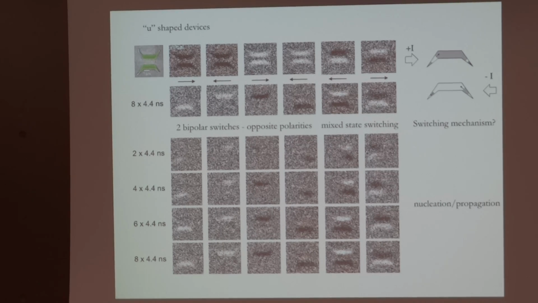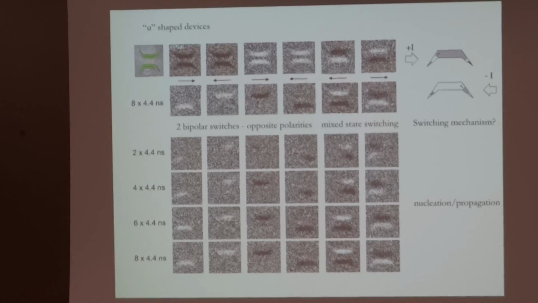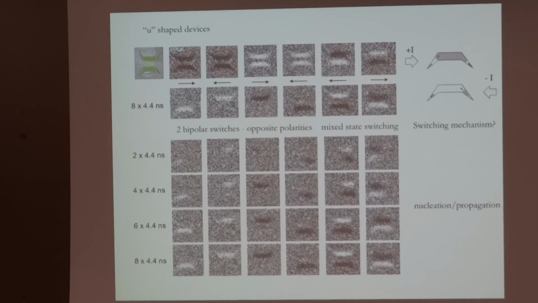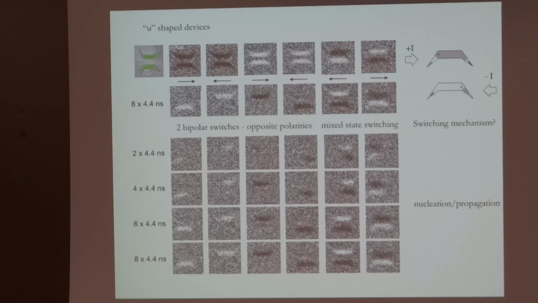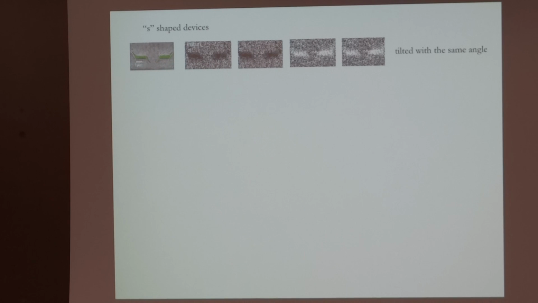Okay, so now this is a switching mechanism where you have shape-controlled magnetization switching, but you still have the current that tells you where it's going to switch. You can also make devices where the switching is independent of the current direction. Okay, and this is what I'm showing here. So instead of making U-shaped devices, you can make S-shaped devices. So the straight wire has 2 ends which are tilted in the same direction.